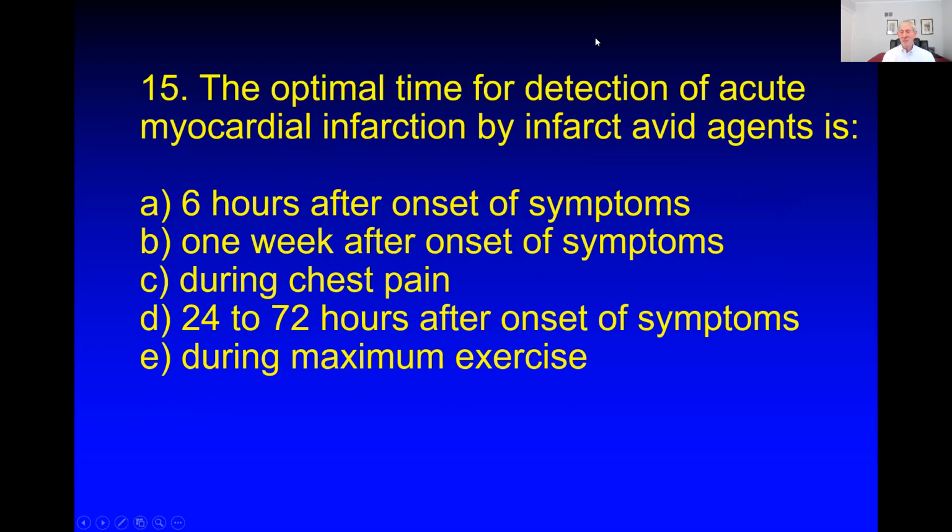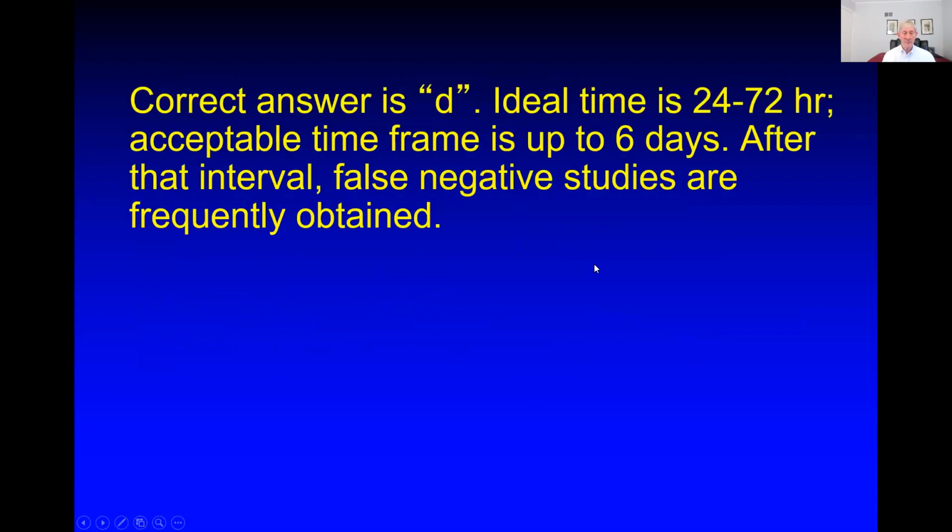Okay. The optimal time for detection of an acute infarction by technetium pyrophosphate or any infarct avid agent would be D, like David, right. 24 to 72 hours. It takes at least 24 hours for the necrosis to take place. So before then, you'll get a false negative study. So what's considered the optimal time range is 24 to 72 hours, or 1 to 3 days.